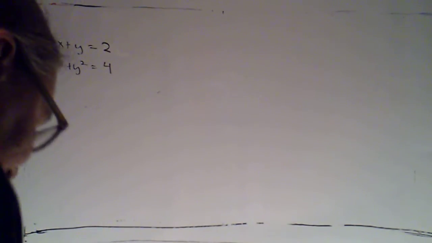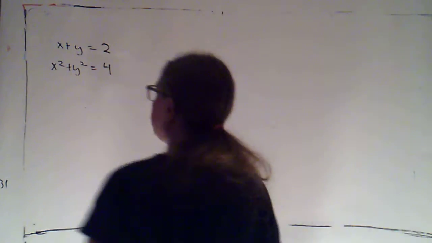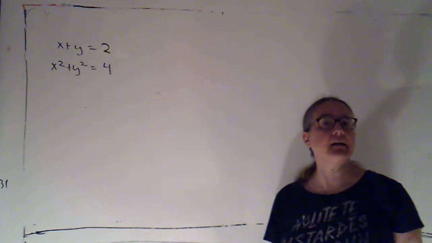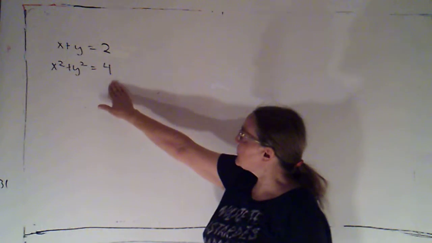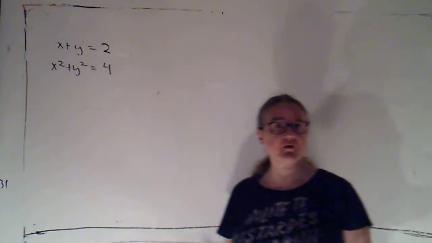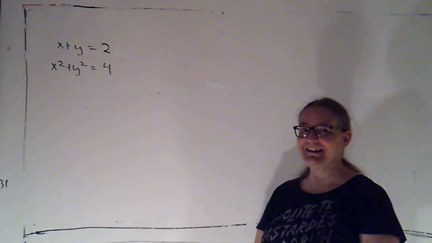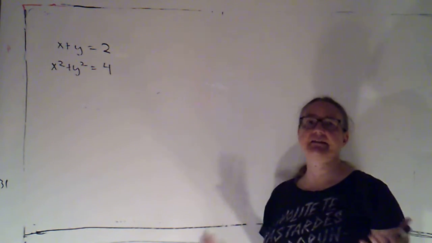I've got our first nonlinear system on the board. Now you may notice the first equation in the system is actually a linear equation. But the second one isn't because it has x squareds and y squareds in it. Okay? As long as at least one of the equations is not linear, it counts as a nonlinear system.